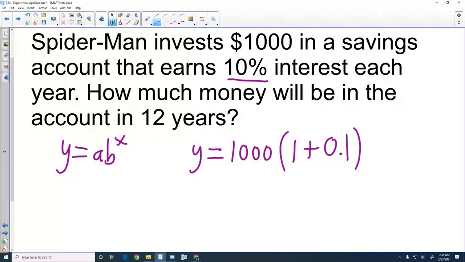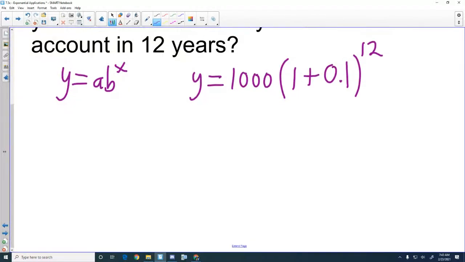And then the exponent is just time. And it says they get 10% each year. I want to know after 12 years. So this is a problem that we did on Friday. You could easily type that in. Yes, we can grab calculators out if we don't have them yet. That's not something we're going to do in our head.